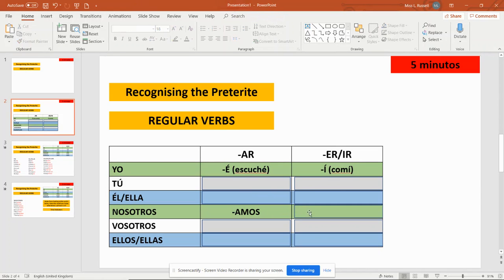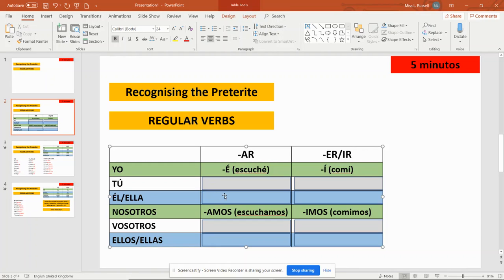If we look at nosotros, they are ending in amos, like escuchamos, and they are ending in imos, like comimos. Now we said that for the majority of verbs in the we form, they are pretty similar or identical in most cases to how they are in the present tense. So we're going to look in a bit at how we can avoid that.